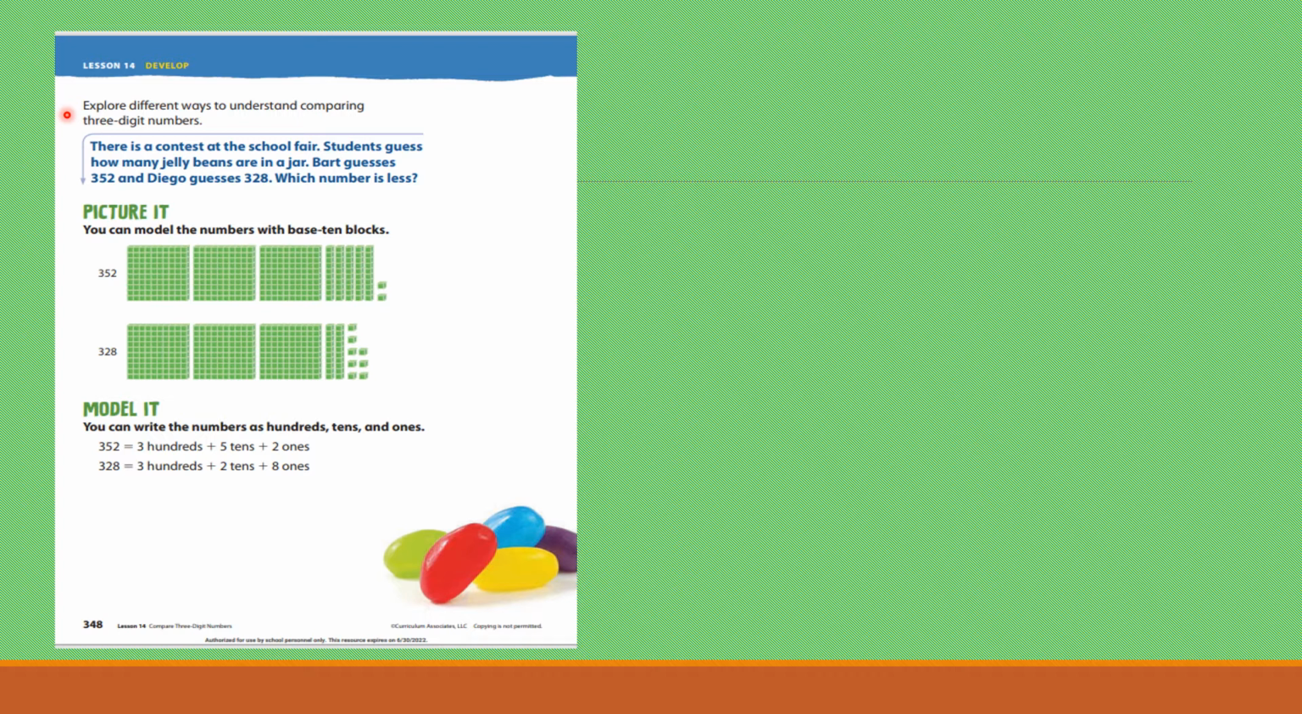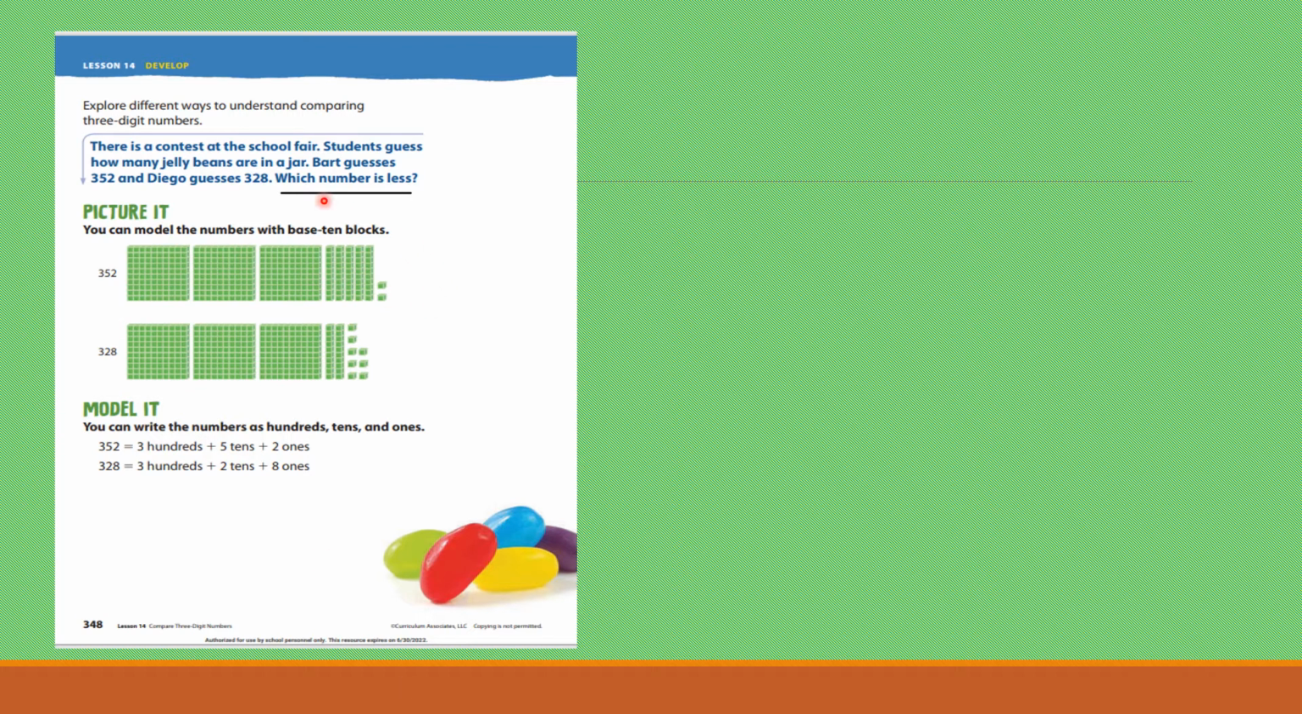Explore different ways to understand comparing three-digit numbers. There's a contest at the school fair. Students guess how many jelly beans are in the jar. Bart guesses 352. Diego guesses 328. Which number is less? I'm going to underline that. Which number is less? Because that's very important.